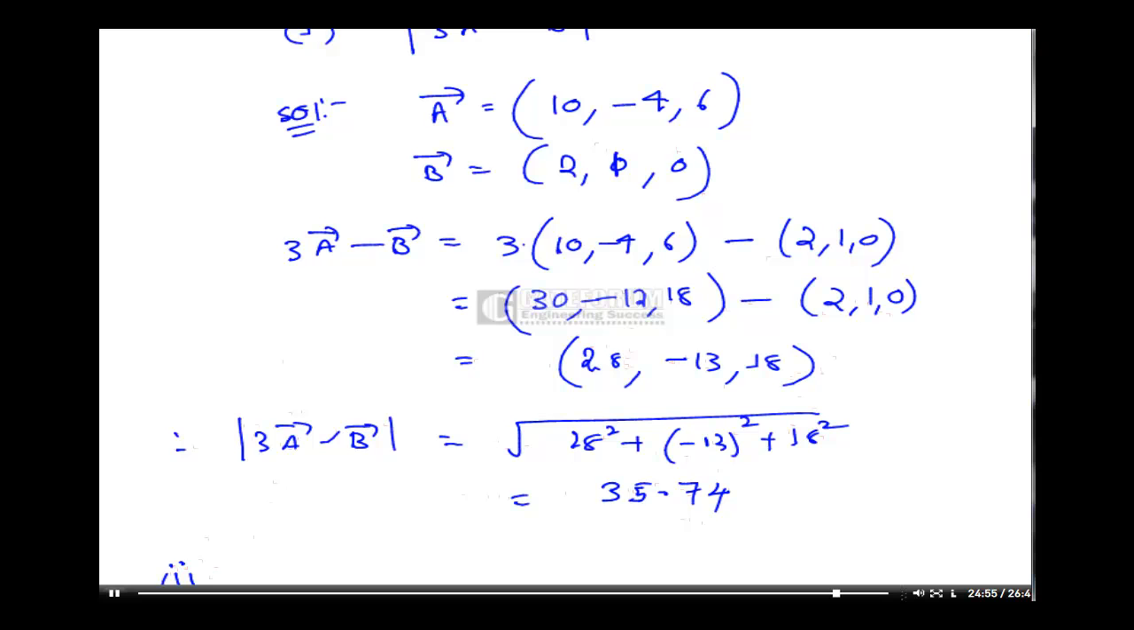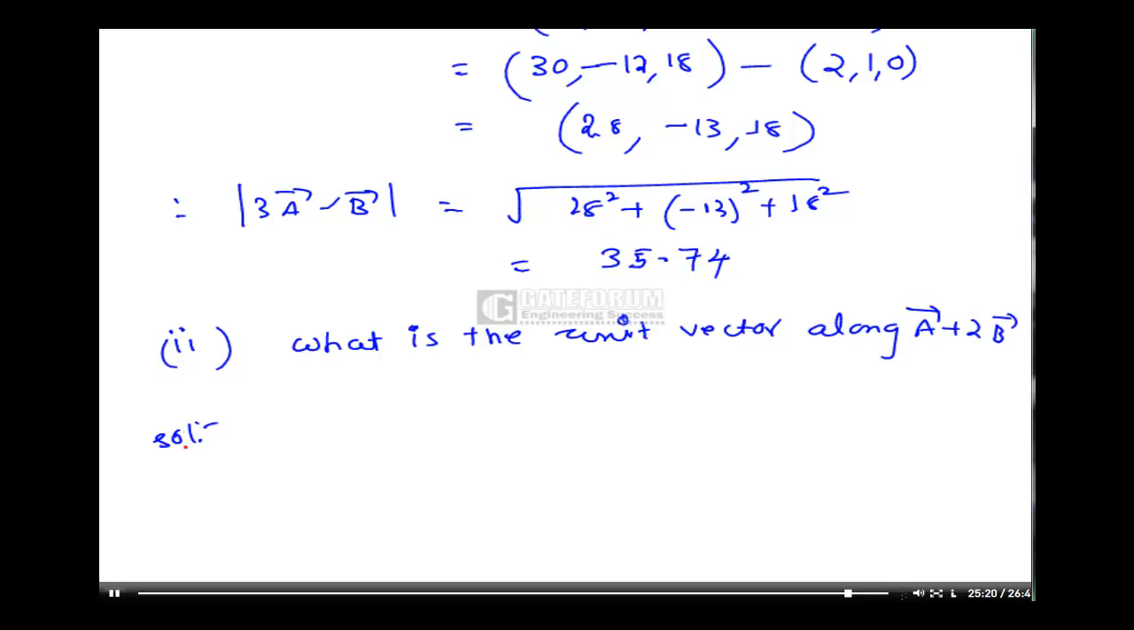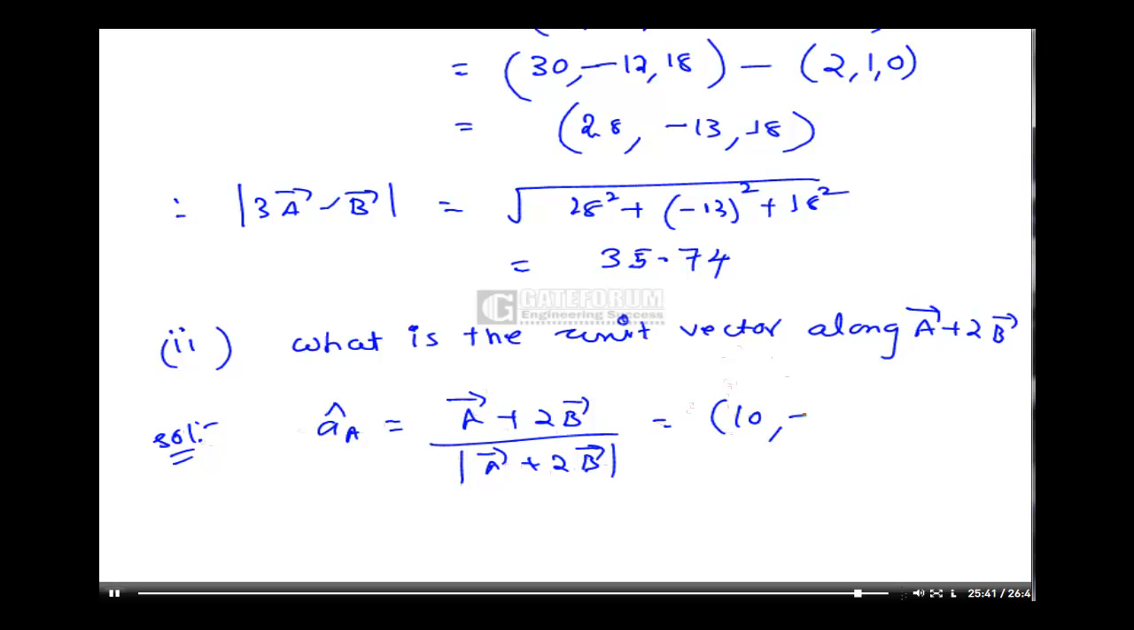The second problem is, what is the unit vector along a bar plus 2b bar? The solution is that the unit vector along a bar plus 2b bar is nothing but that vector, a bar plus 2b bar, divided by the magnitude of that vector. So first calculate what a bar plus 2b bar is. A bar is (10, -4, 6) plus 2b bar. So directly we can write (14, -2, 6) divided by the magnitude of a bar plus 2b bar.